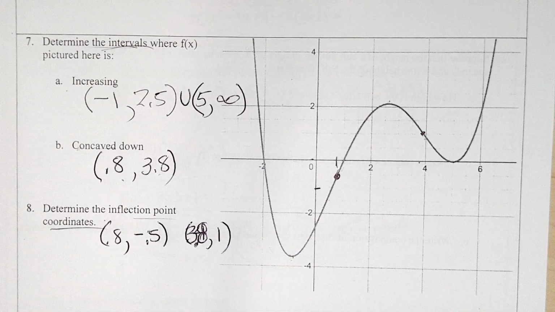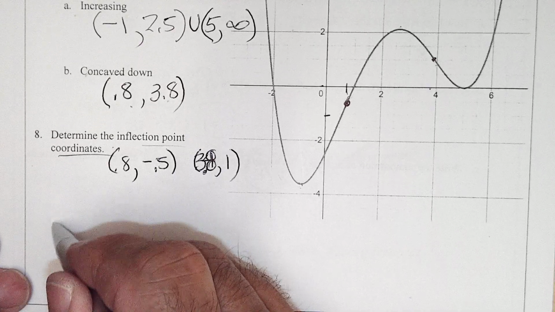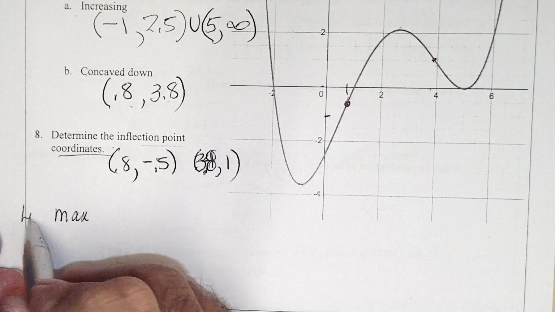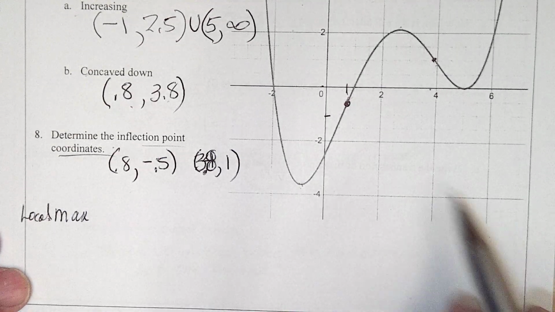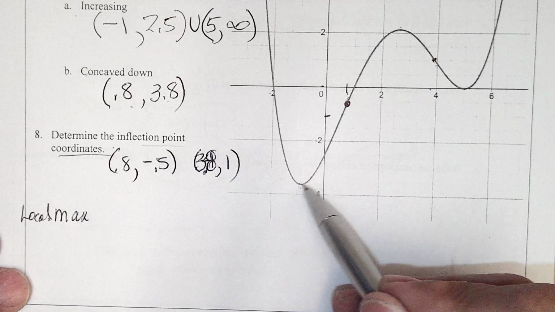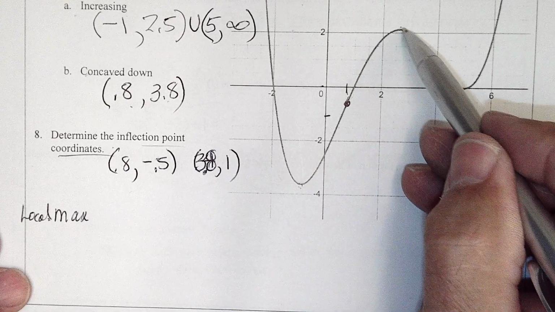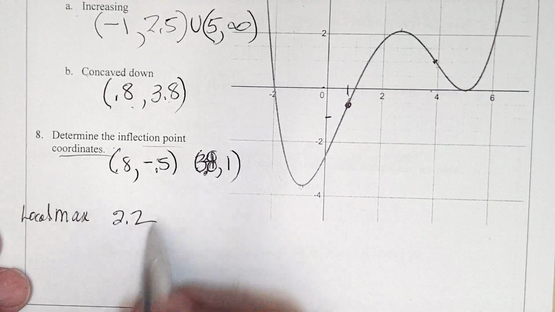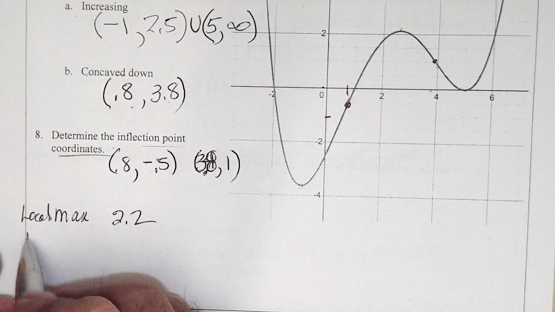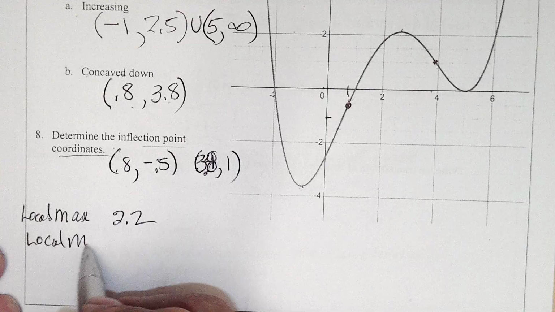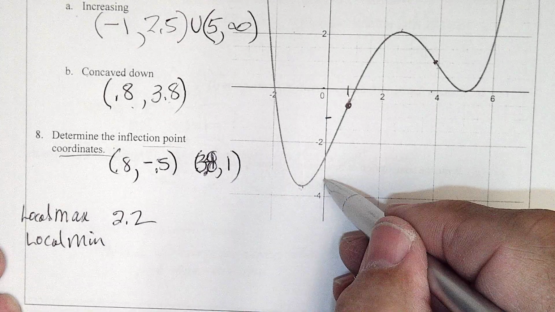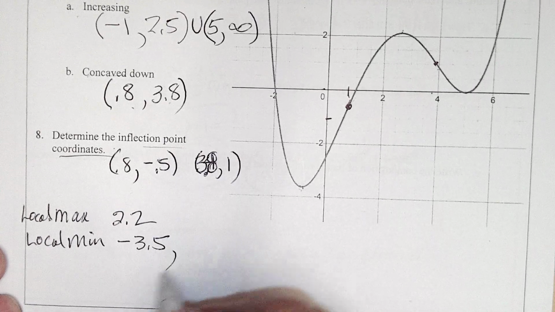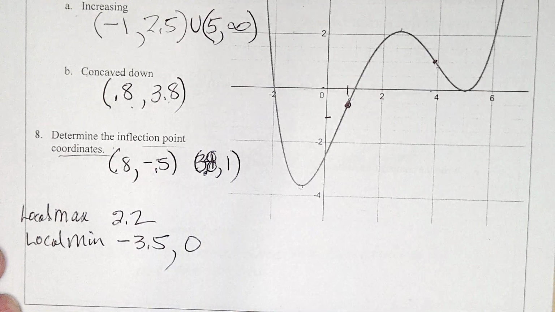Okay. I also could ask for a maximum. Is there any local maximums? Well, this is the local minimum, lowest spot in its neighborhood. And there's a highest spot. Looks like about 2.2. Local minimum. Oh, that looks like about -3.5. And there's another local minimum of about 0.